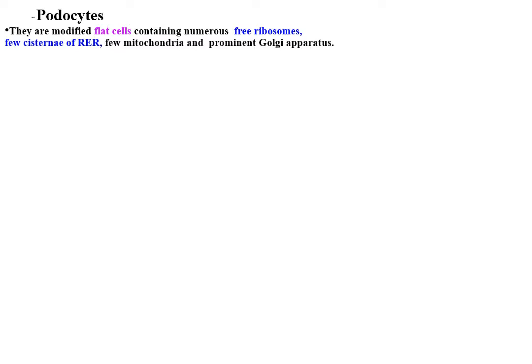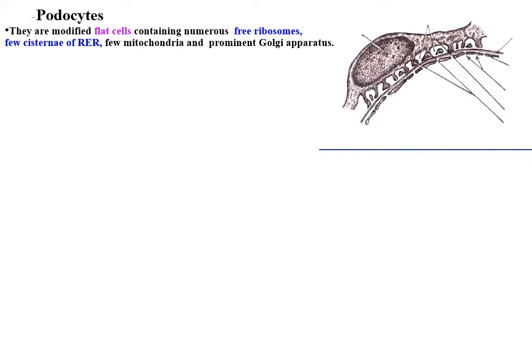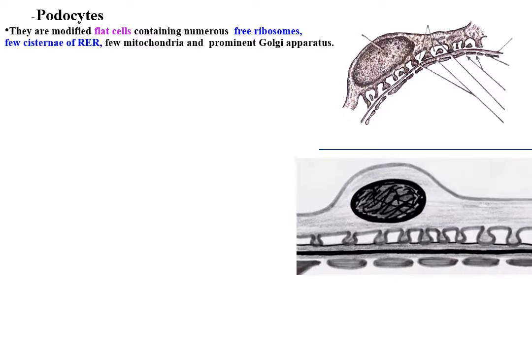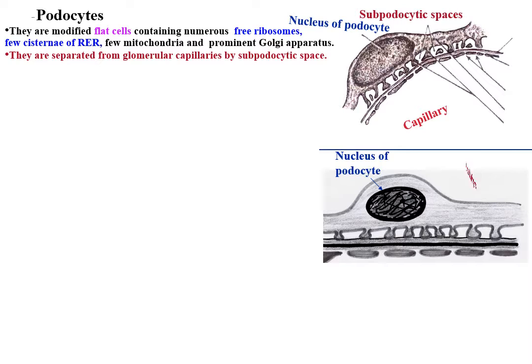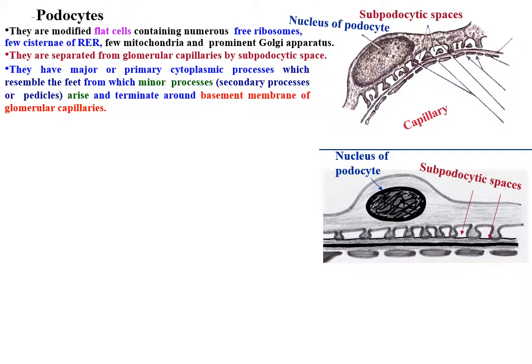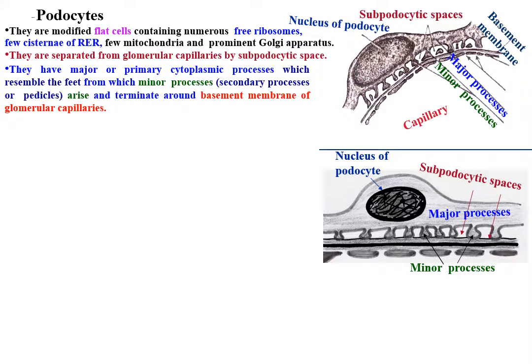Glomerular epithelium, the podocytes. They are modified flat cells containing numerous free ribosomes, few cisternae of rough endoplasmic reticulum, few mitochondria, and a prominent Golgi apparatus. They are separated from the glomerular capillaries by the subpodocytic space. They have major or primary cytoplasmic processes which resemble feet, from which minor processes, secondary processes or pedicles, arise and terminate around the basement membrane of the glomerular capillaries.